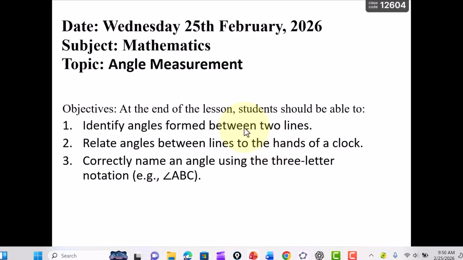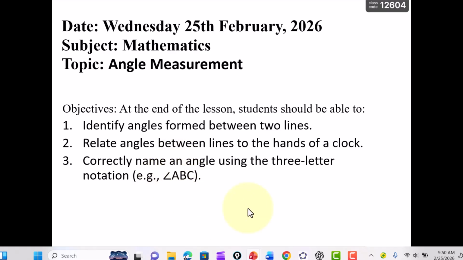Then finally, we look at objective 3, which is naming of angle. This correct naming of angle is very, very important. You should be able to know how to name an angle. One way of naming an angle in maths is to use letters, like the letters you can see now, e.g. angle ABC. You see the symbol, this symbol here means angle. This is the symbol for angle in mathematics.